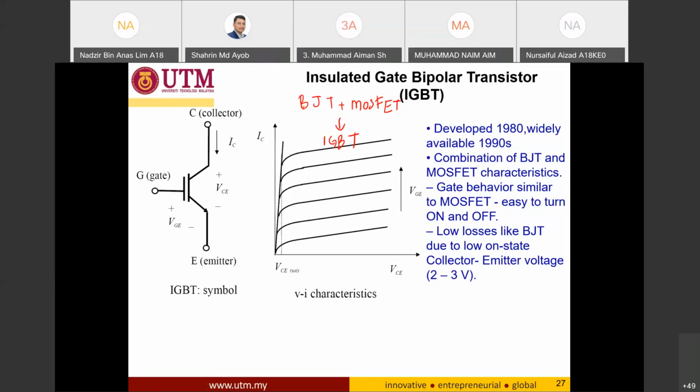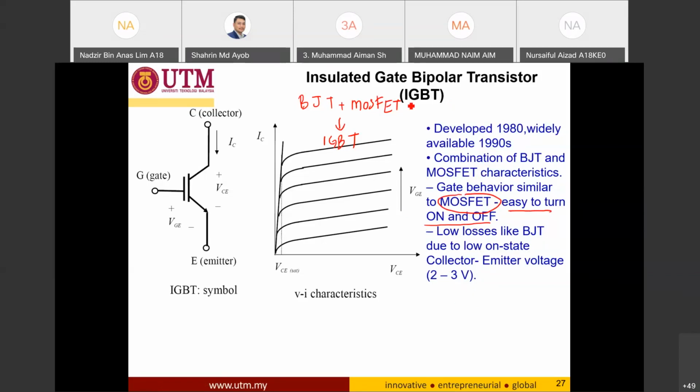So this IGBT comes from this mix of BJT and MOSFET. It has inherited the advantages of the BJT and the advantages of the MOSFET, so it is a combination of MOSFET and BJT characteristics. For example, for the gate drive, we know the MOSFET has a very simple gate driver. So this IGBT has the gate drive characteristic of the MOSFET, so it is very easy to turn on and off.